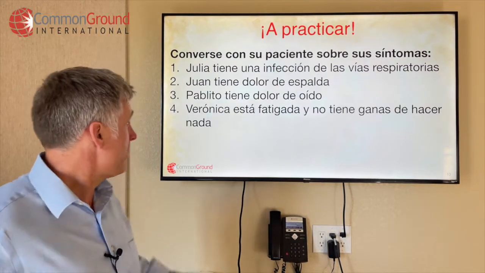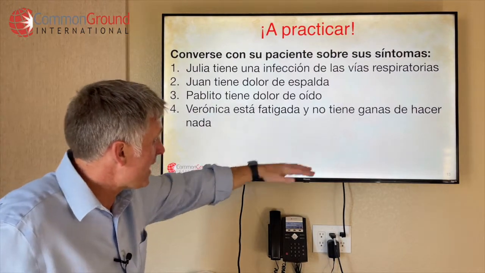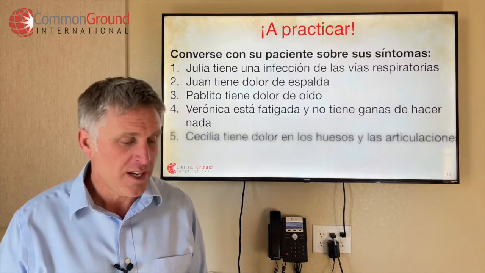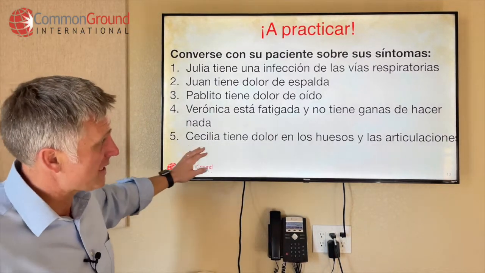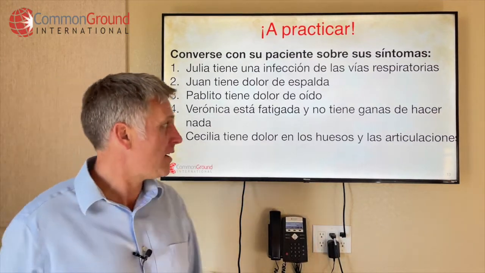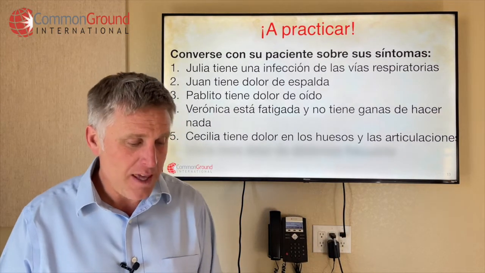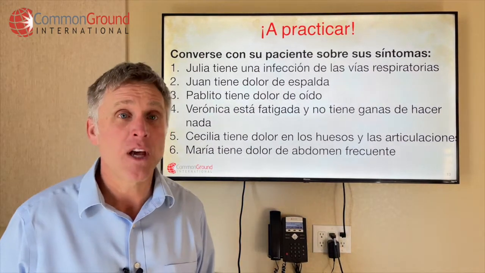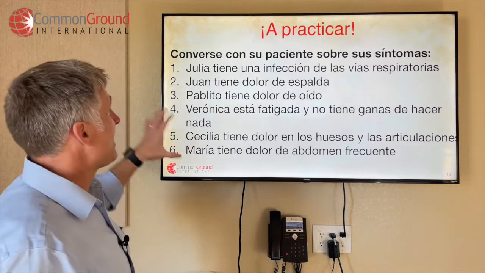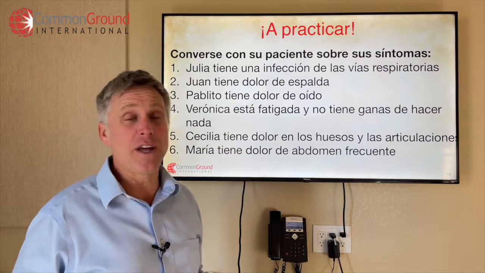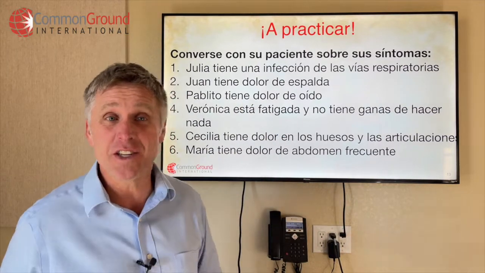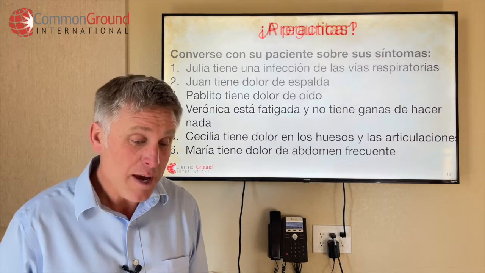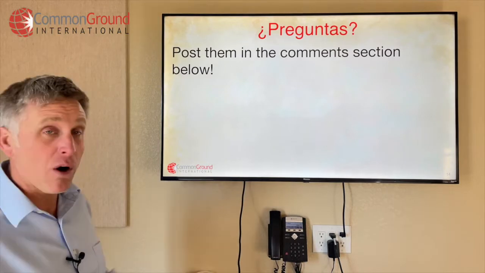Verónica está fatigada. Verónica is fatigued y no tiene ganas de hacer nada, and she doesn't have any interest in doing anything. Cecilia tiene dolor en los huesos y las articulaciones. So Cecilia has pain in her bones and joints. Okay? Y María tiene dolor de abdomen frecuente. María has frequent abdominal pain. Okay, so with your conversation partner, play the role of these people, and you can take these scenarios in multiple different directions. You can make them easy, you can make them hard, but give yourself an opportunity to do some practice, okay? Preguntas, make sure you post your questions below this video.